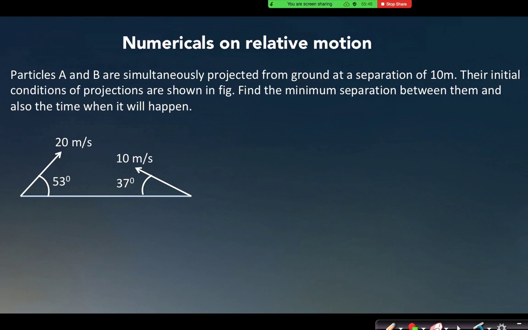Alright, now try to solve this question. It says particles A and B are simultaneously projected from ground at a separation of 10 meter. Their initial conditions of projection are shown in the figure. Find the minimum separation between them and also the time when it will happen. So these are two projectile motions, simultaneously projected from ground, right? So what will be the minimum separation between them? That I have to find.